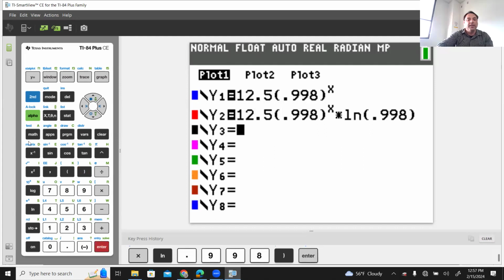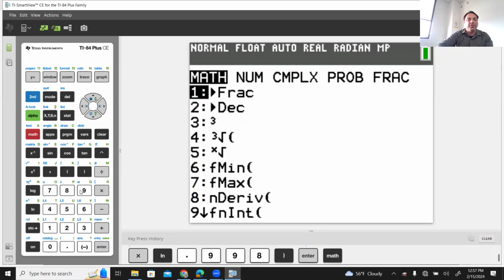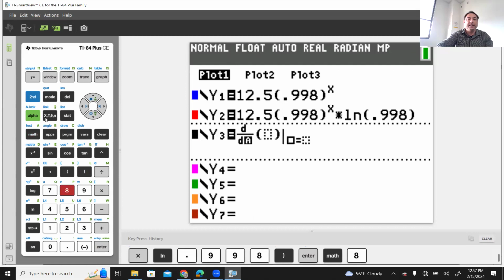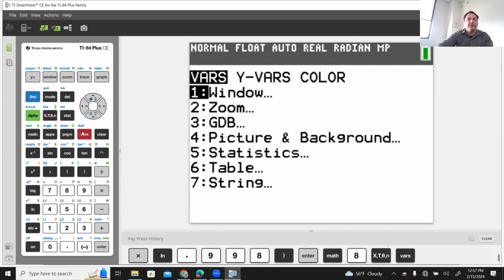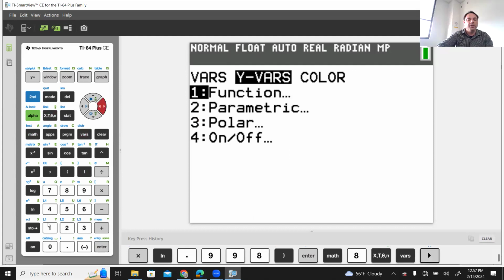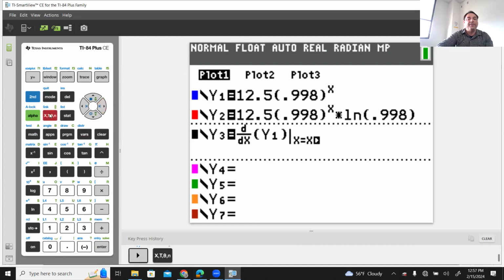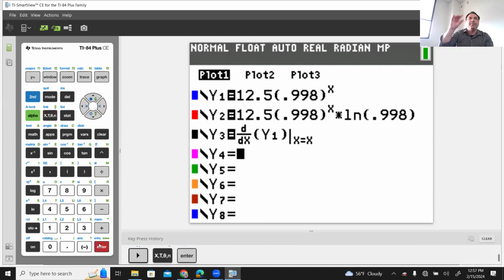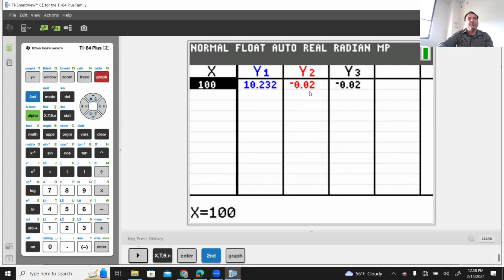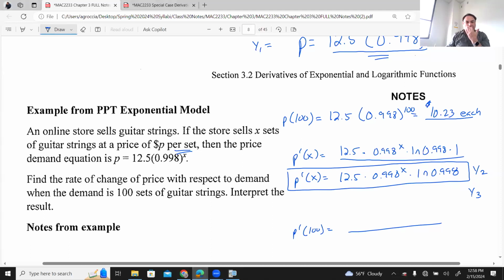We're checking with the calculator. Math under y3, 8. Again, depending on your calculator, x, vars, y vars, 1 for function, y1, x. If you have the other form of the calculator, it's math 8, y1, comma, x, comma, x. But when I plug in 100, second graph, -2 cents. So you should get -2 cents.